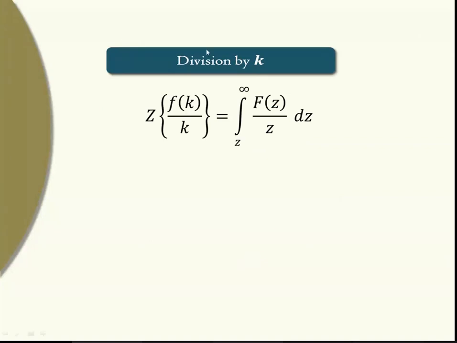The next property, division by k. If we know the Z transform of f of k, and that function is divided by k, then we first divide f of z by z, and taking the integration of that, we get the Z transform of that function. It will be the integral from z to infinity of f of z by z dz. So this was the third property, division by k.